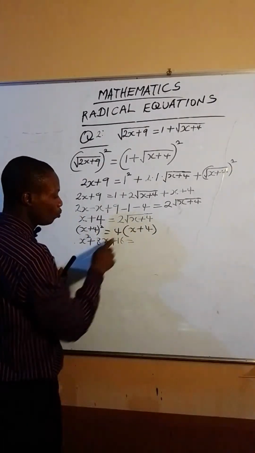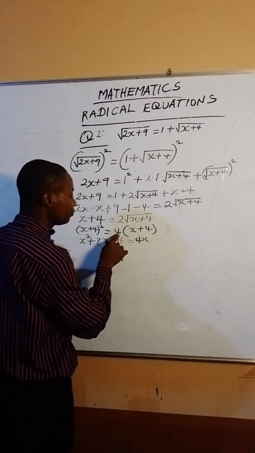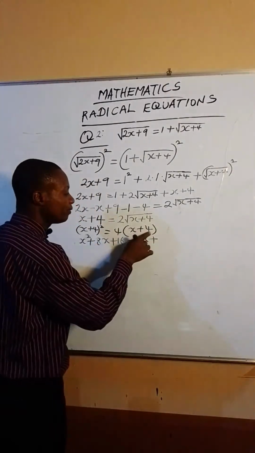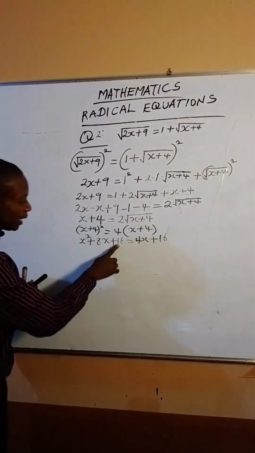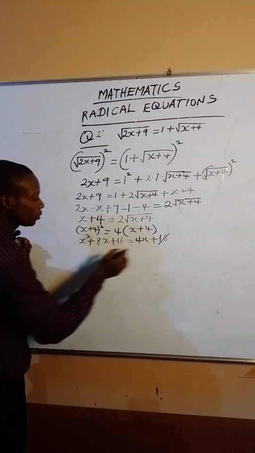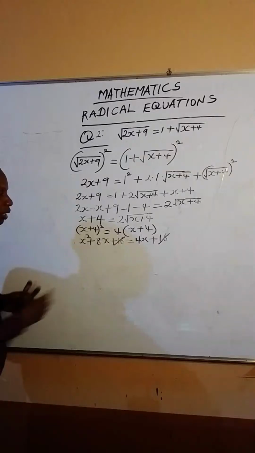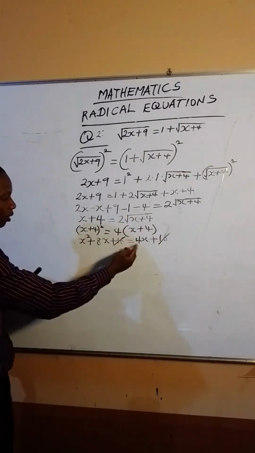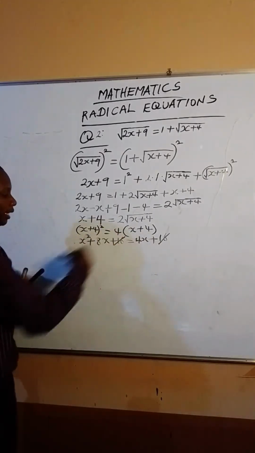When we open the bracket from here, we are going to get 4x. 4 times x is 4x. Then plus 4 times 4 is 16. You can see that we have 16 here and 16 here, and they are both plus. So strike them out. Don't waste your time. When you strike them out, take this 4x to the left hand side.